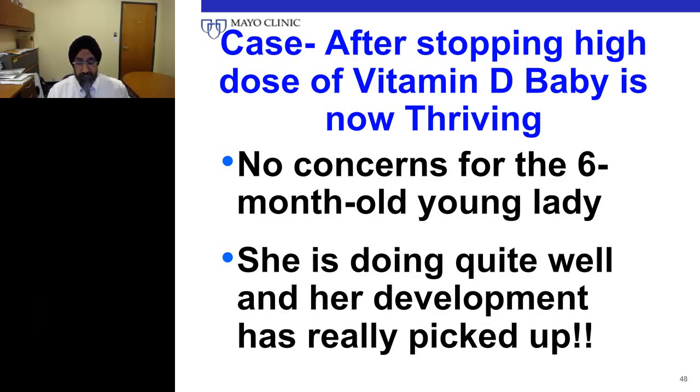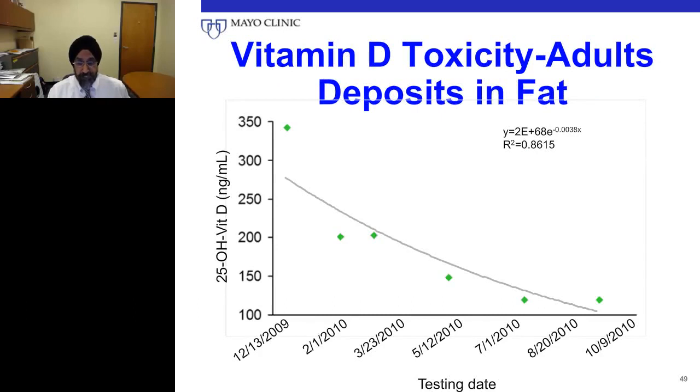Vitamin D toxicity is not limited to children. This particular slide shows another patient we had where vitamin D was in the range of 300 nanograms per ml, and this vitamin D did not come down to the normal range even in 1 year. So we took the biopsy of this patient. We were surprised to find that the fat in this particular patient contained a lot of vitamin D in storage. So vitamin D is a fat-soluble vitamin, and it loves to sit in the fat, and that is what was going on in this patient.